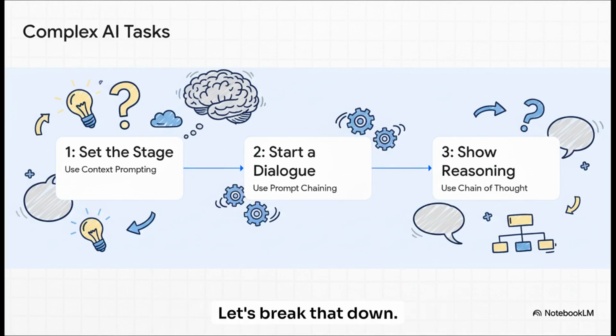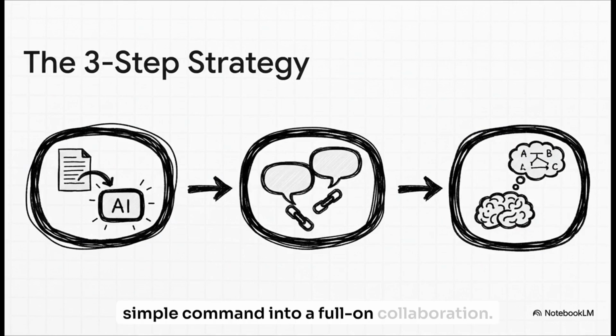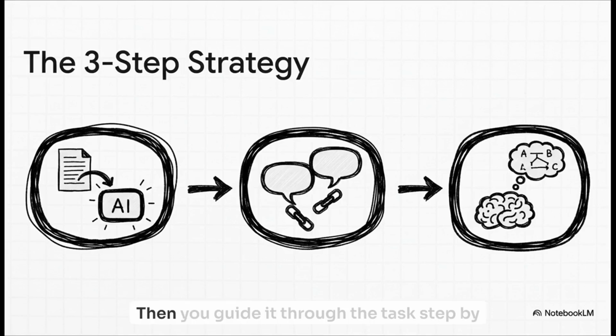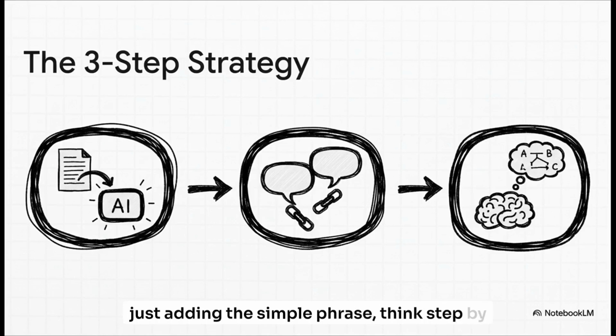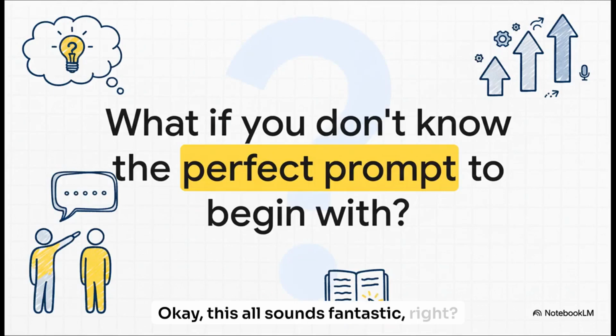Let's break that down. This 3-part strategy really turns a simple command into a full-on collaboration. You start by briefing the AI with all the background info, just like you would a human teammate. Then you guide it through the task step by step, like a conversation. And finally, you have it explain its logic by just adding the simple phrase, think step by step. That little addition dramatically improves accuracy on complex problems. It's a game changer.